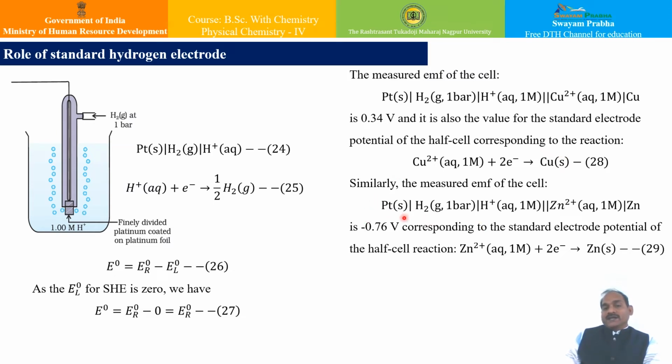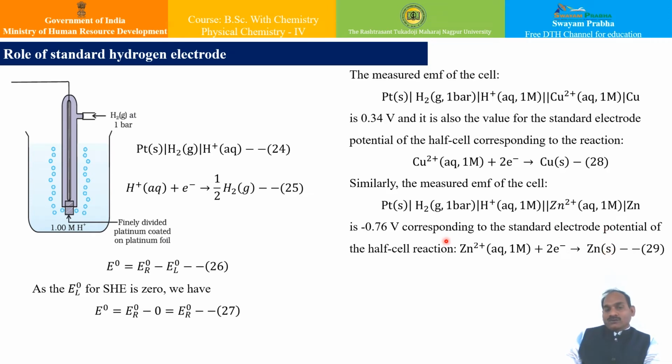So, if I connect the standard hydrogen electrode to the zinc electrode, which is in contact with the zinc ion solution, and I measure the standard electrode potential, it comes out to be minus 0.76 volts. This minus 0.76 volts corresponds to the standard electrode potential of the half cell reaction represented by this particular cell reaction.